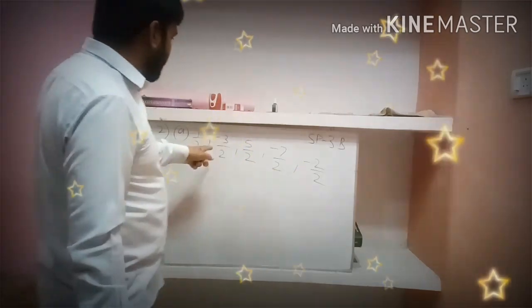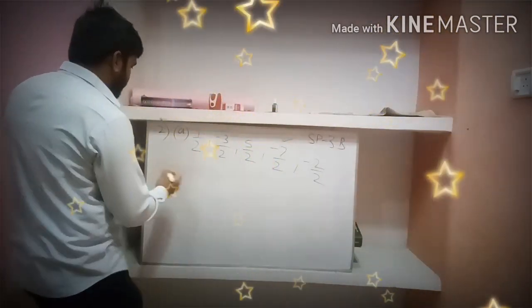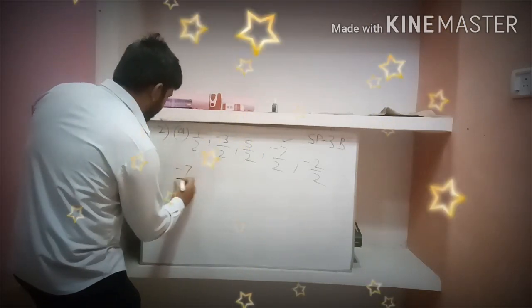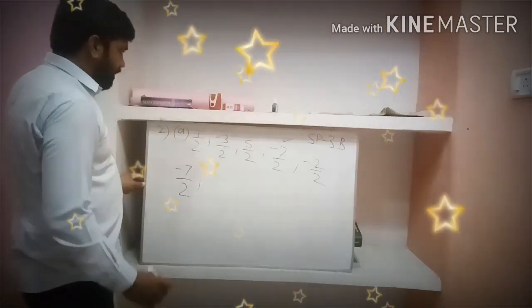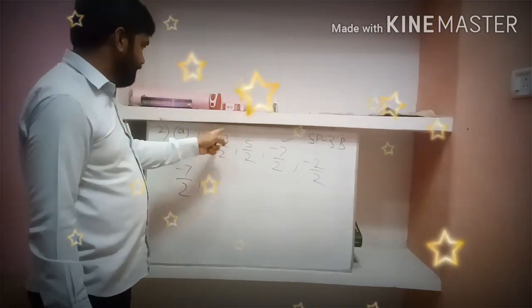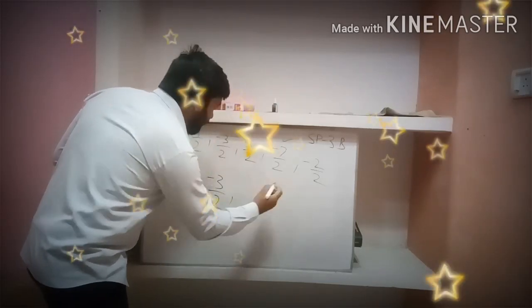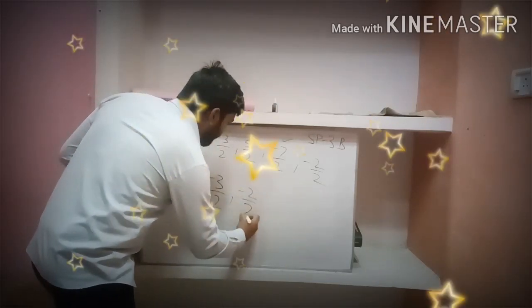Negative numerators are the smallest. In negative, which is the greatest number? Minus 7, so this is the smallest value. So first you write minus 7 by 2. After minus 7, minus 3 is the next smallest, so minus 3 by 2. After that, minus 2 by 2. So the negative numbers are the smallest.